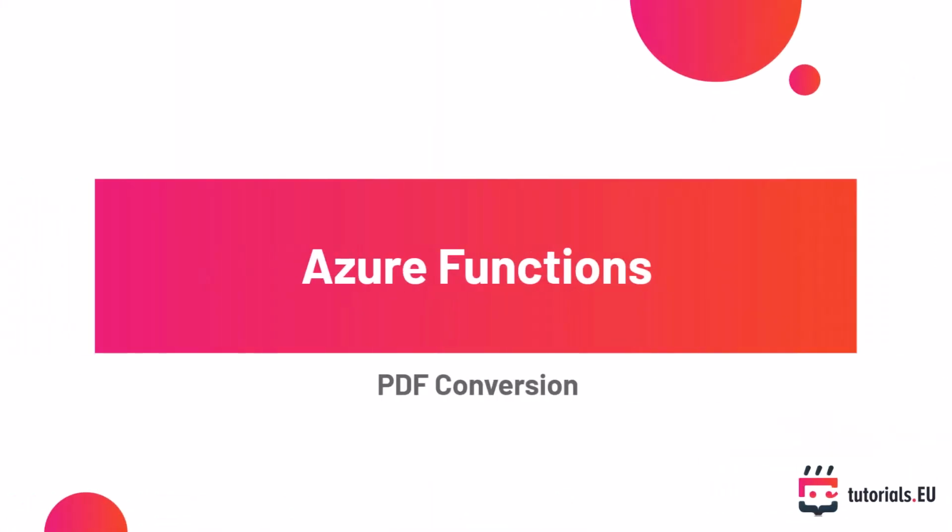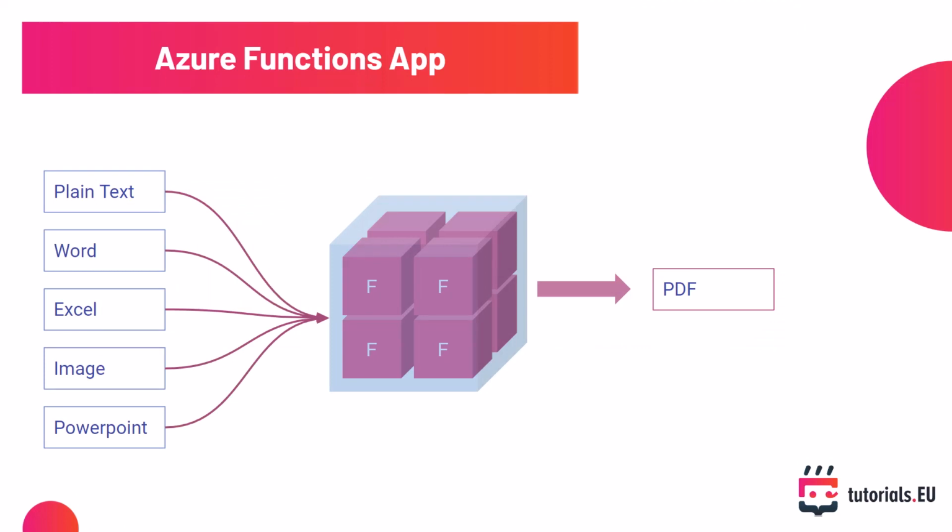Now let's get started with Azure Functions, and during this video we will create some Azure Functions, so multiple, not only one, for PDF conversion. So what we will do is we will create an Azure Functions app, and inside of that app we will have multiple smaller Azure Functions, which we can use to convert different file formats to PDF. For example, plain text, Word, Excel, image, or even PowerPoint files.